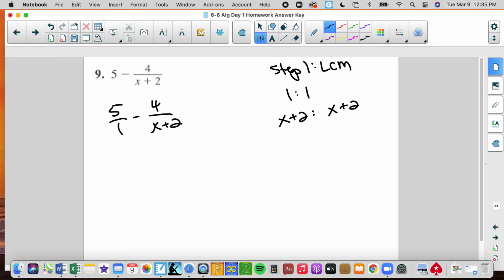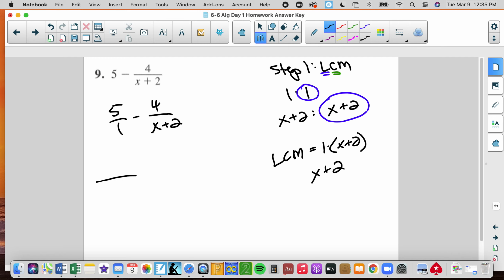Remember, we can't separate things being added and subtracted. So when I find what they have in common, they don't have anything in common. And what are my leftovers? I have a 1 and an x plus 2. So my LCM is going to be 1 times x plus 2, which is just x plus 2. So that's going to be my common denominator, minus x plus 2.